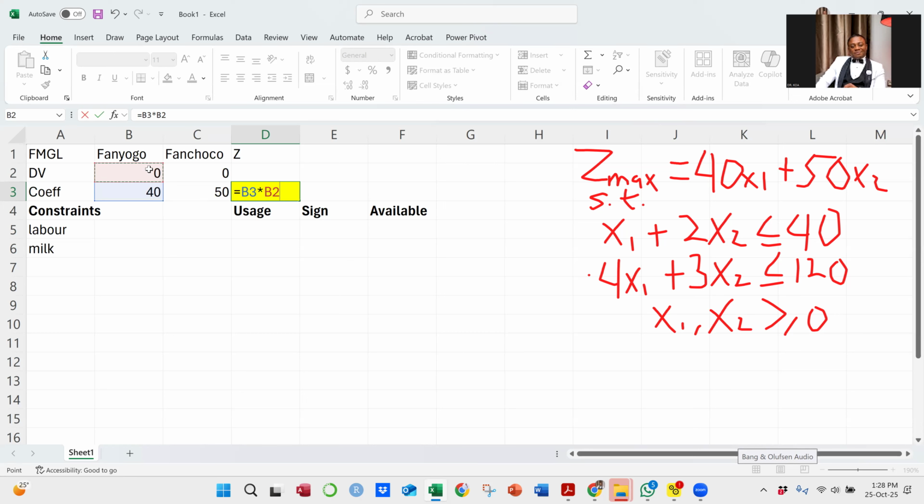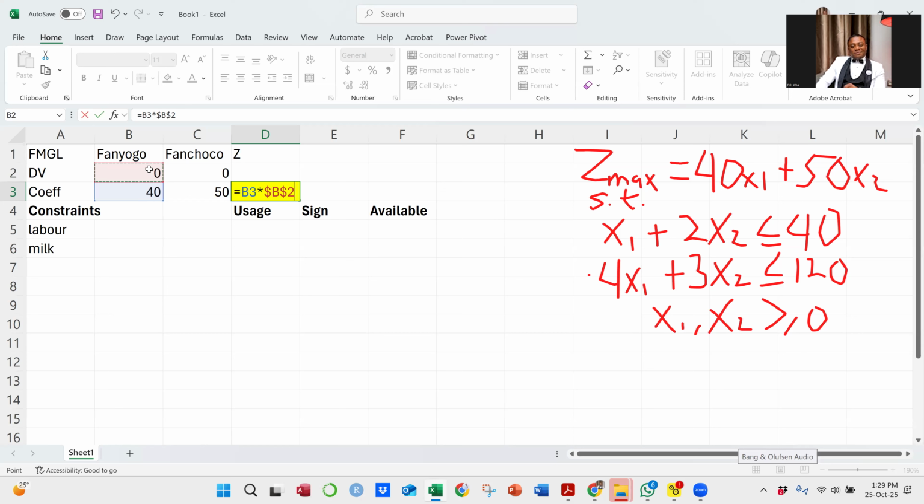Now, this is where you've got to be careful. After the B2, we want to dollarize it. To do that, you press the F4 key. Once you press the F4 key like this, there will be a dollar symbol before and after the B. If you can't get that, rather do FN F4. You press and hold the FN key and then press F4 and you will get this dollar symbol.